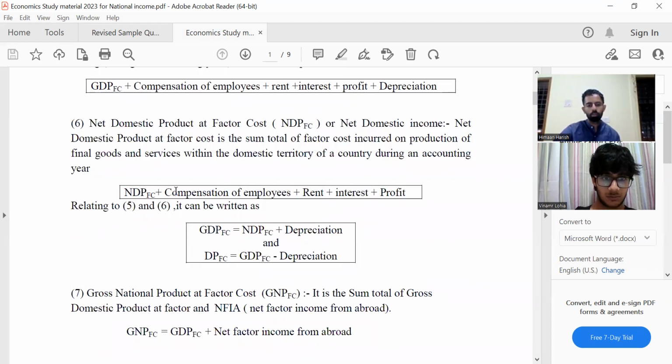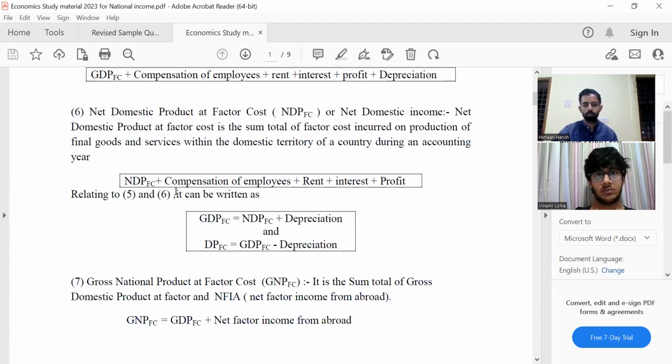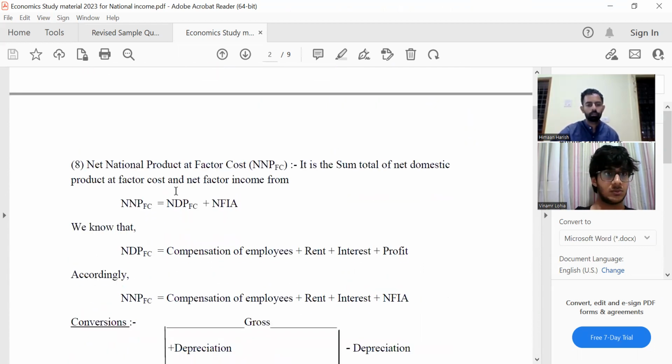There is gross national product at factor cost, which is GDP at FC plus net factor income from abroad.